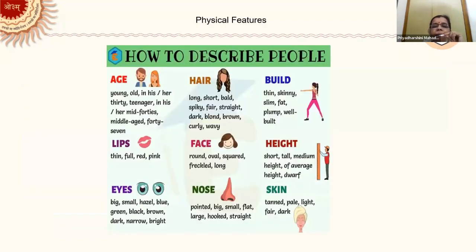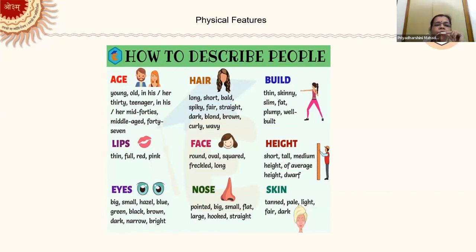So how to describe people? When it comes to people, suppose you are asking them to describe their friend. So what are the words? We can give them some clue words like this. See, about their age, isn't it? Suppose they are asked to describe their mother or their grandmother or their grandfather. So they will be writing about their age, isn't it? Young, old. So all these words they are supposed to use. They are in their mid-40s or middle-aged or old people.